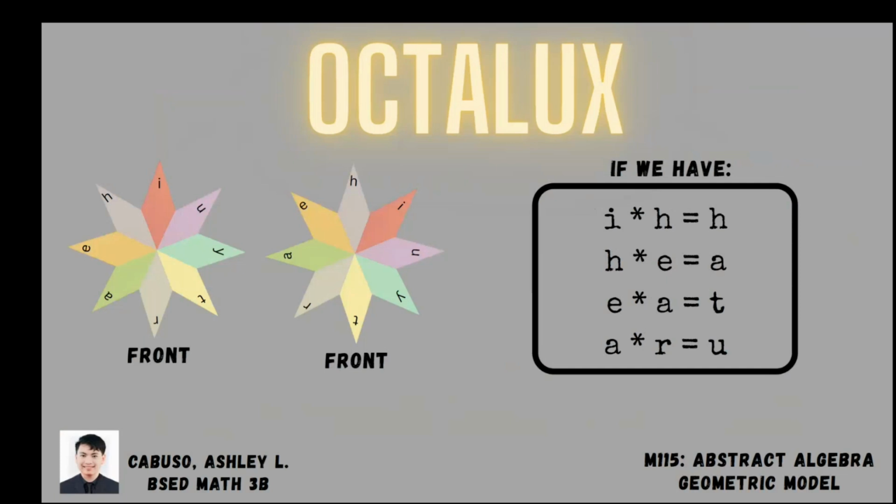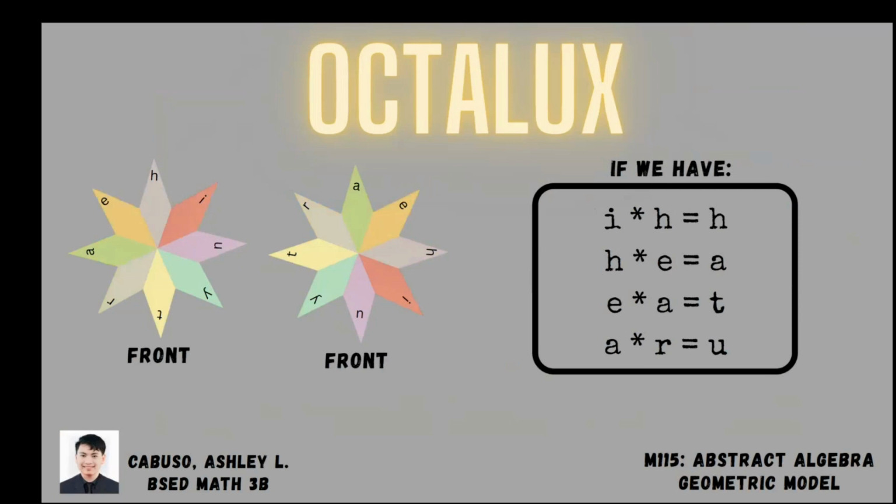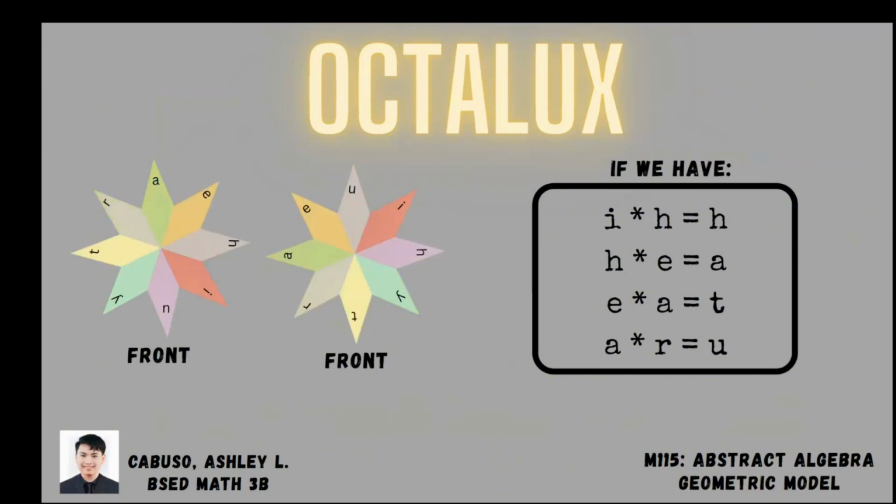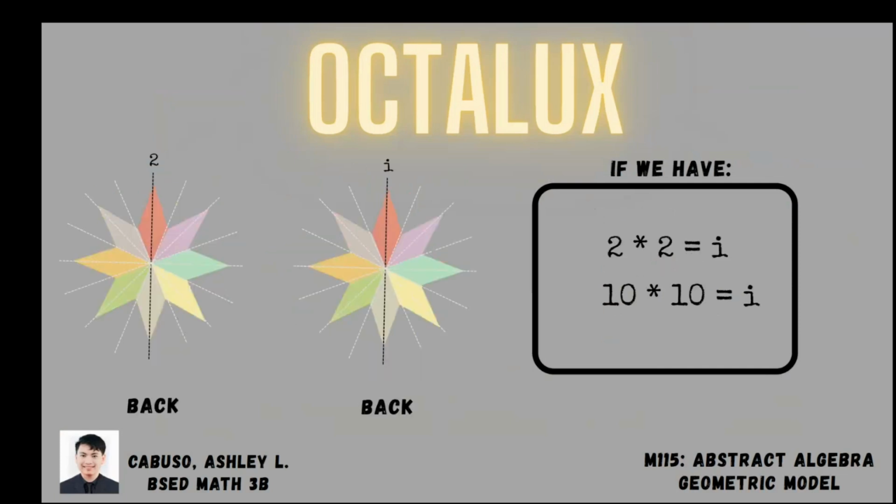And then A star R is equal to U, where 135 degrees plus 180 degrees is equal to a 315 degree rotation, which is equal to U. As you can see, I star H is equal to H. Then H star E is equal to A, E star A is equal to T, and then A star R is equal to U. Also in the back, 2 star 2 is equal to I, then 10 star 10 is also equal to I.